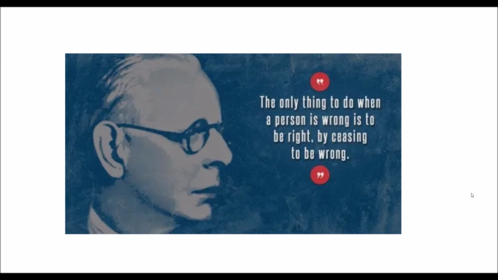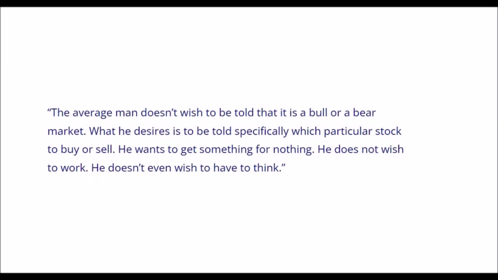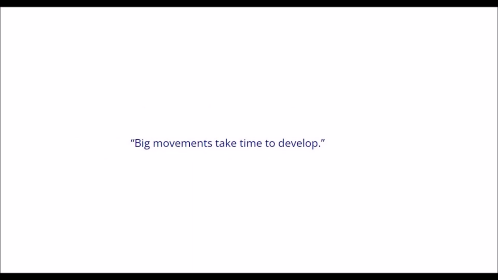The quotes in his books, the stories, the explanations of things. The only thing to do when a person is wrong is to be right by ceasing to be wrong. The average man doesn't wish to be told that it is a bull or bear market. What he desires is to be told specifically which particular stock to buy or sell. He wants to get something for nothing. He does not wish to work. He doesn't even wish to have to think.